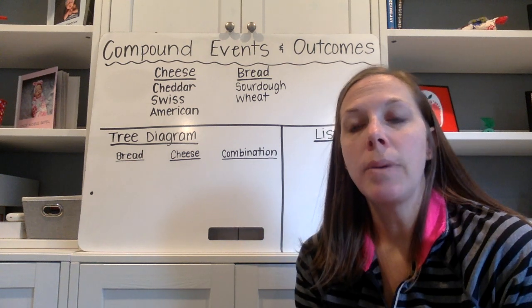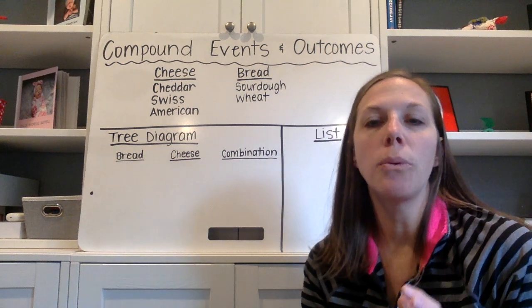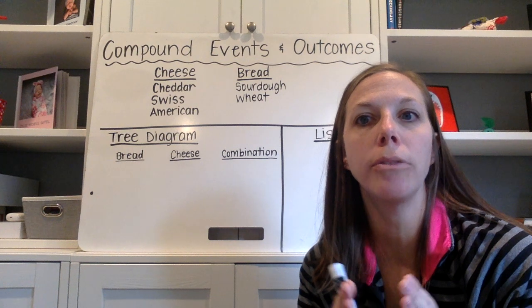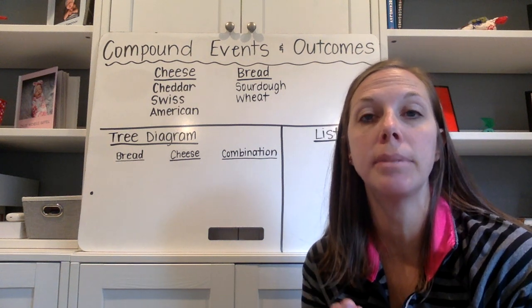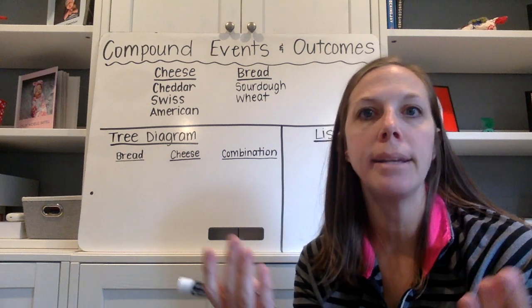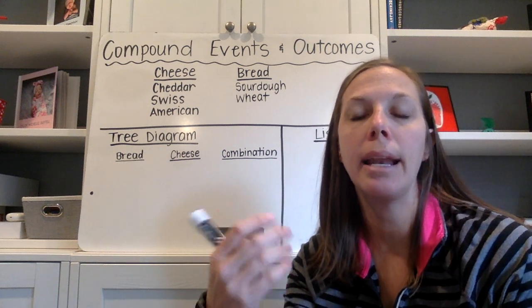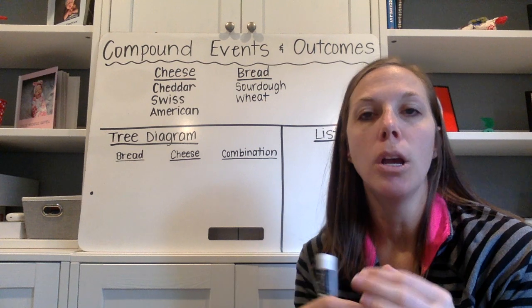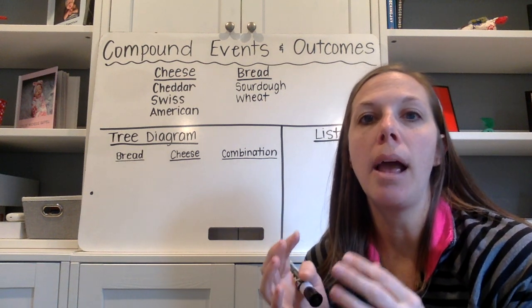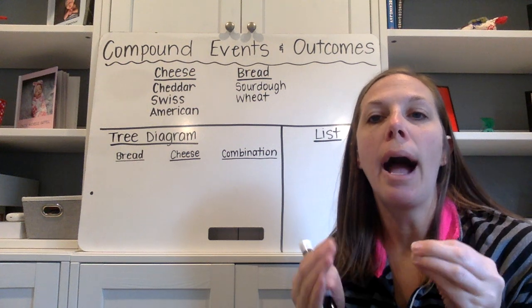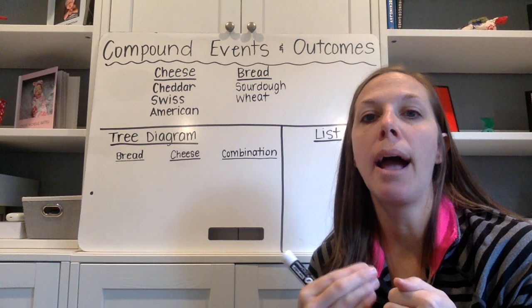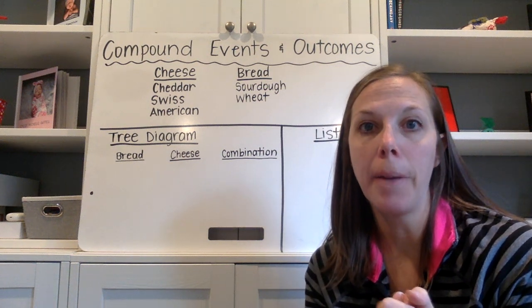The last thing we have to do is a little bit different. It's taking now what's called compound events. Now we're going to be talking about two things happening at the same time. So this could be, I'm going to flip a coin and roll a dice. What's the chance that I get heads and the number three? So we're going to look at those combinations of things and figure out first, how do we list all the outcomes? And then how do we find the probability based on that?